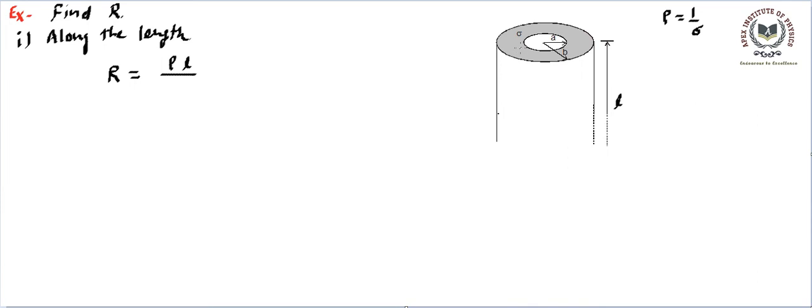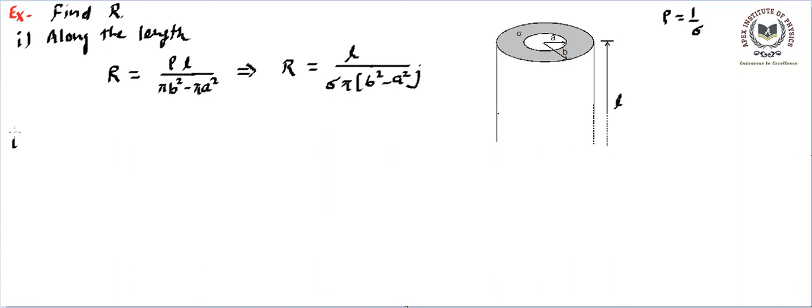So this hollow area will be area total minus inside one. So we can say it's going to be pi b square minus pi a square. So we are writing that area, which is the area of the conductor. So R will become equal to, instead of rho we can write sigma, so it's going to be L upon sigma downside, and from here we can take this pi outside, so our answer becomes this. Is it making sense? So this will be the answer along the length.